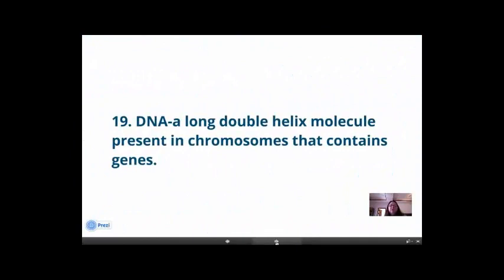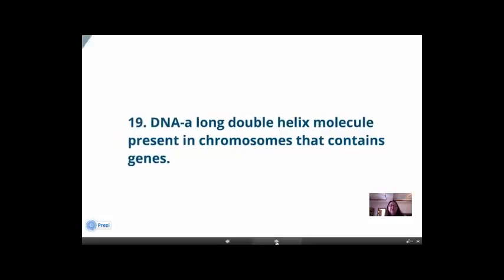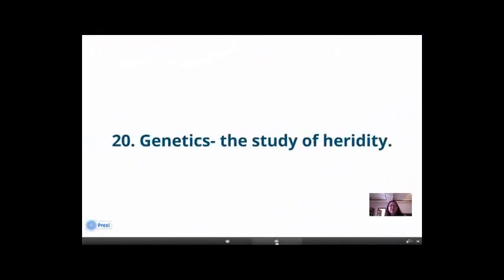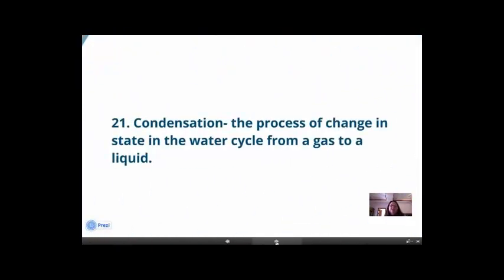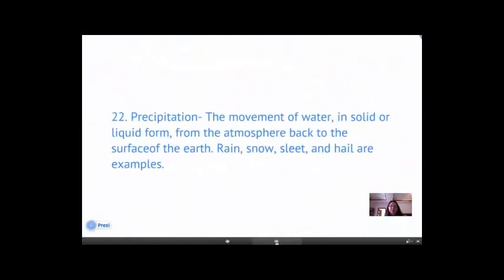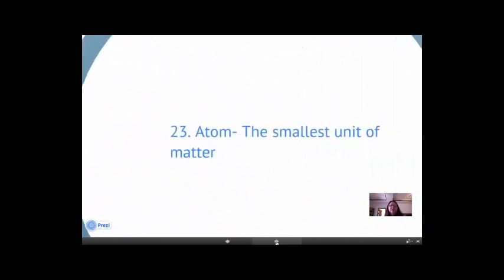DNA, a long double helix molecule present in chromosomes that contain genes. Genetics is the study of heredity. Sorry, that's spelled wrong. Condensation, the process of change in the state of water in the water cycle from a gas to a liquid. Precipitation, the movement of water in solid and liquid form from the atmosphere back to the surface of the earth. Rain, snow, sleet, and hail are examples.